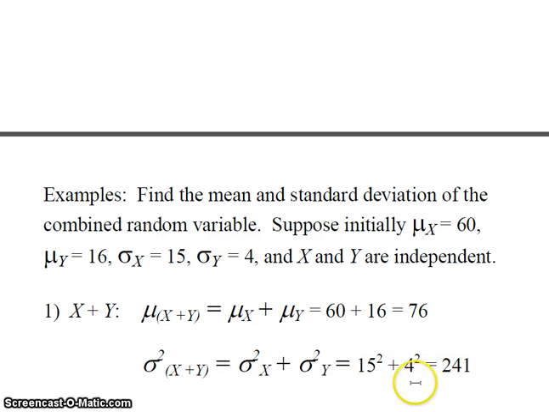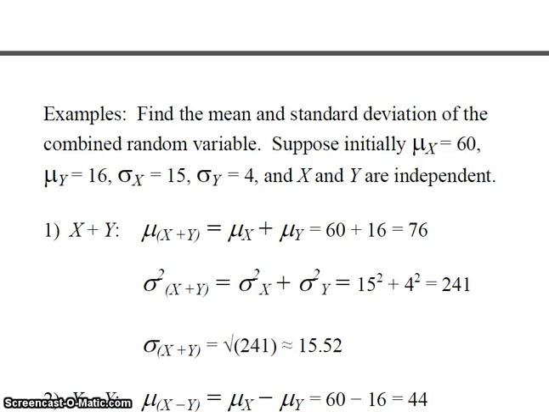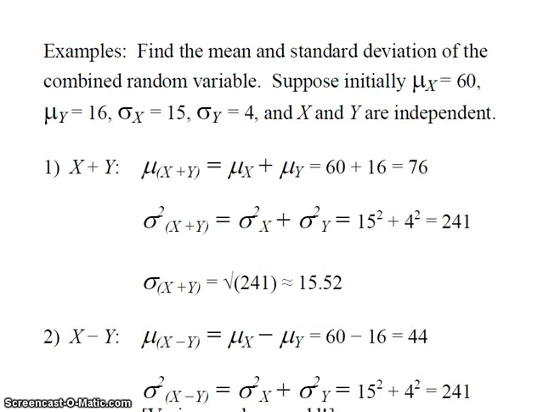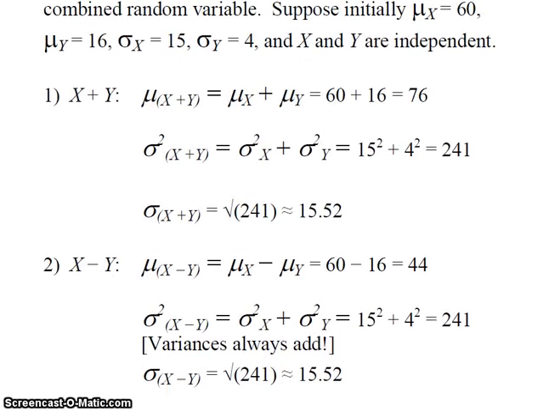And then you add them together, and you get 225 plus 16, which is 241. And then you can take the square root of that to get your standard deviation. It's about 15.52. When you subtract x minus y, the mean of the difference is going to be the difference of the means. That'll be 60 minus 16, or 44.